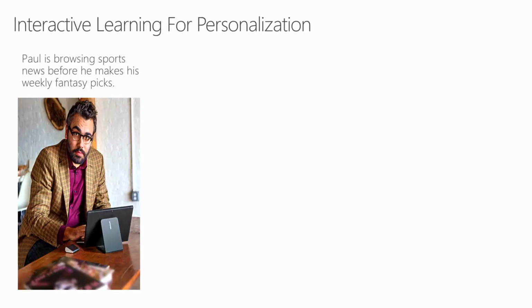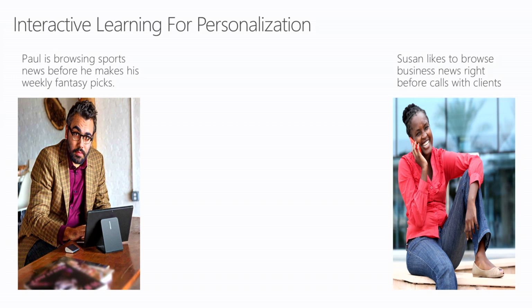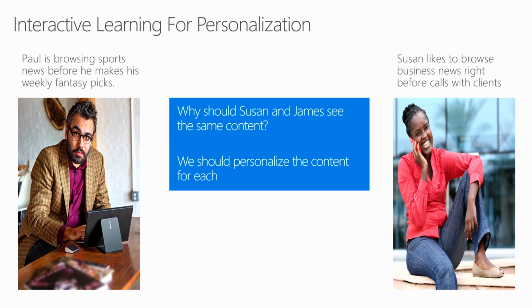Talk a little bit about interactive learning for personalization. So let's take a content scenario. We have Paul. Paul likes to browse news before he makes his weekly fantasy picks. We've got Susan. On the other hand, she likes to browse business news right before she calls her clients. And the question is, why should these two people with very different interests see the same content, right? So we should be able to personalize for each.